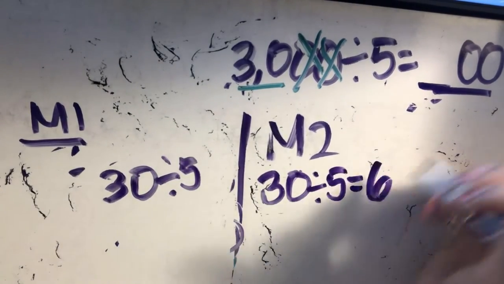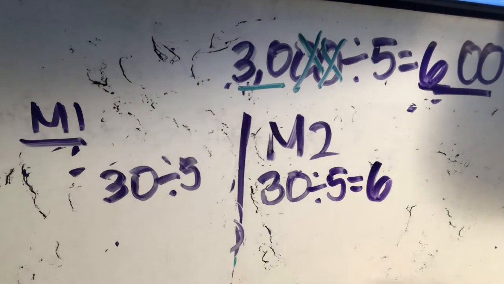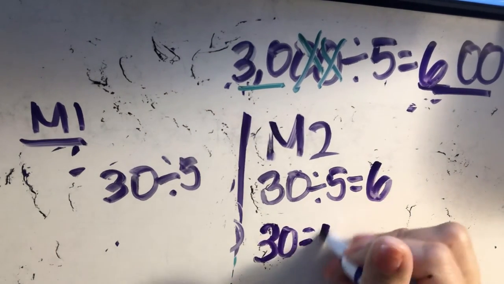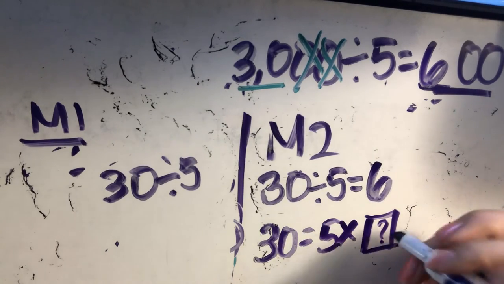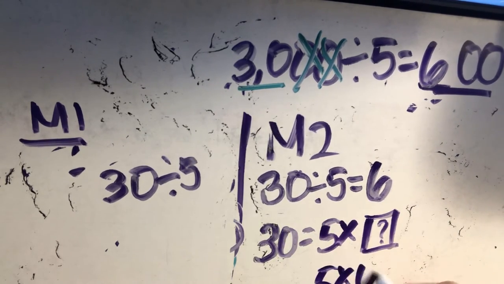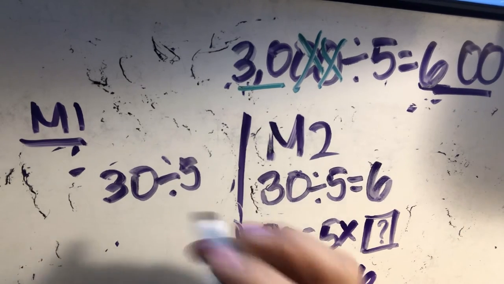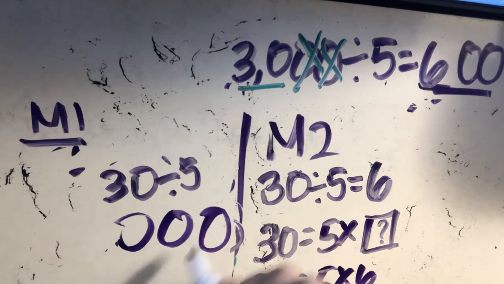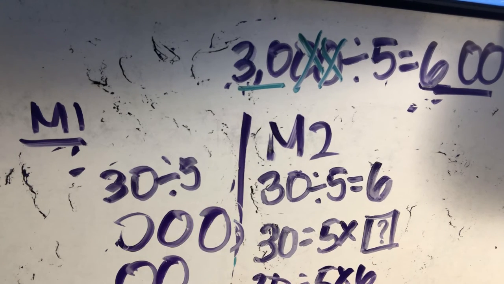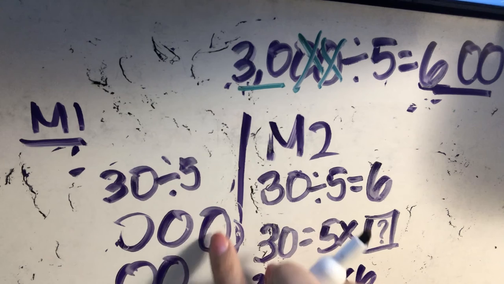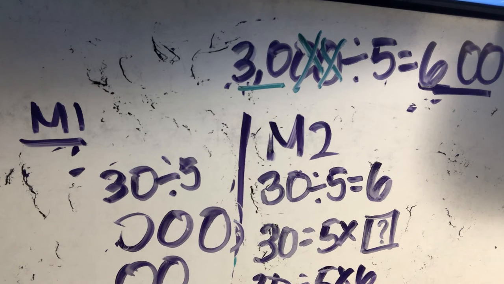And that should have been 6. So your answer should have been 600. It would have been 30 is equal to 5 times what number? And that what number should have been 6. Okay, so right here it would have been 5 times 6 equals 30. The other alternative would have been to draw these circles and then put dots to total up to 30. You would have seen that there would have been 6 dots in each of these spots. So if you put 6 dots in each of the spots, by George, you got the answer.